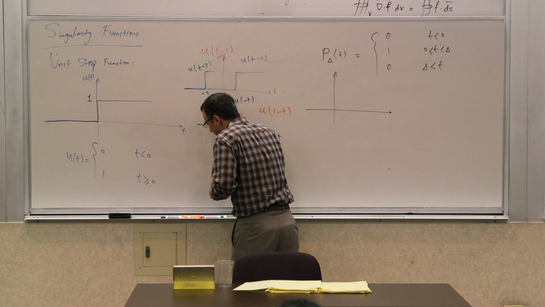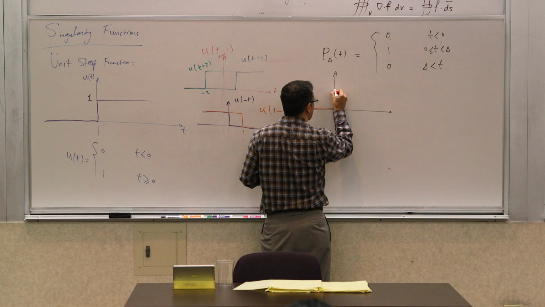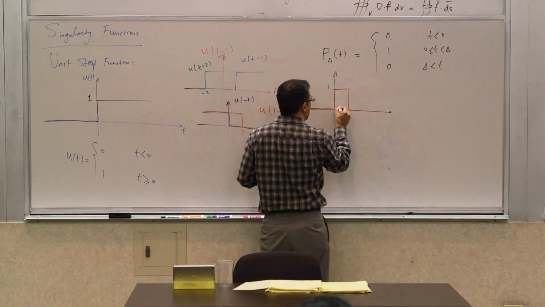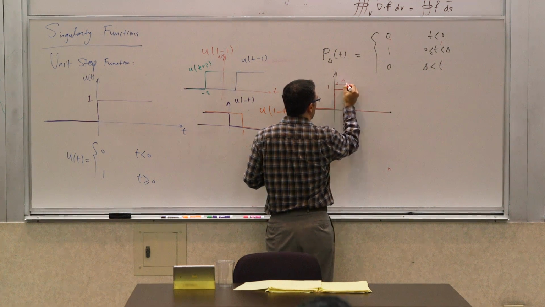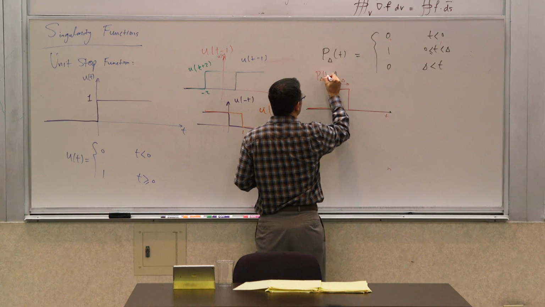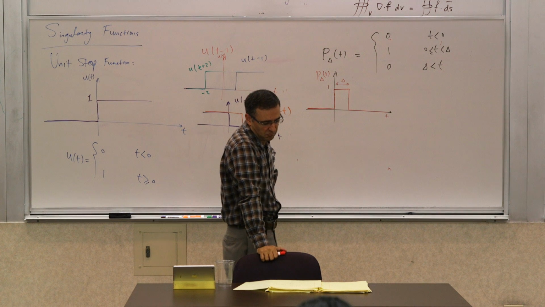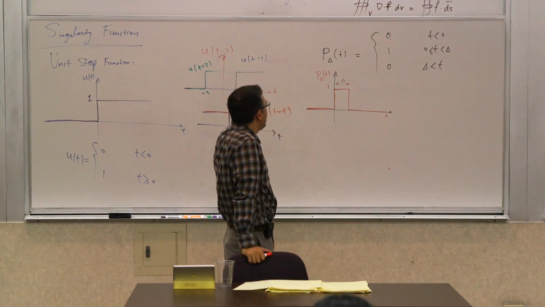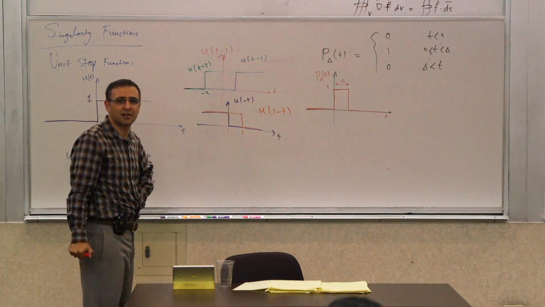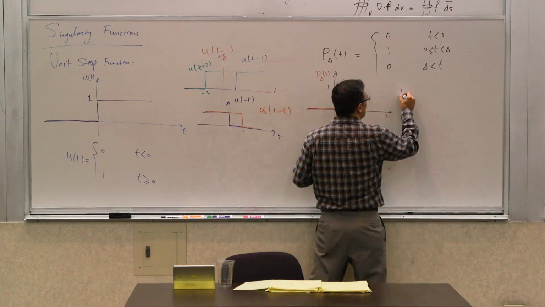I think you need to visualize a lot of these things. And this is nothing extraordinary, really. So this is 1, this width is delta, and the height is 1, this is t, this is p sub delta of t. So it's a pulse function. And by the way, can you write p sub delta in terms of u of t, in terms of the unit step? Can somebody express p sub delta in terms of u?